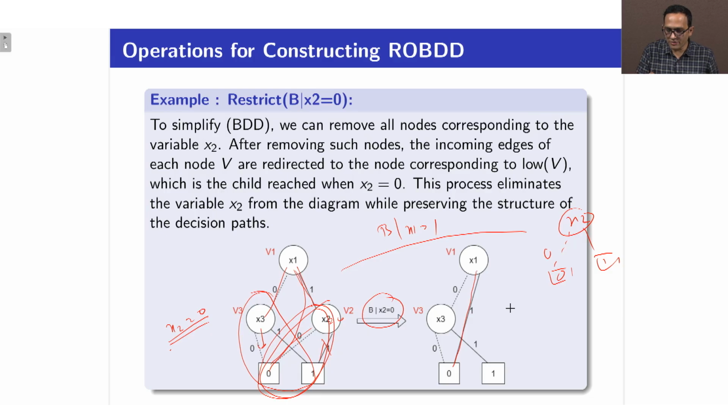Similarly, think about a function x1 and x2 or not of x1 and x3. I have this function. Now, if I want to restrict this function by x1 equal to 0, what does it mean? If I put x1 equal to 0, I will put 0 here, so this becomes false, and here x1 equal to 0 means this becomes true.